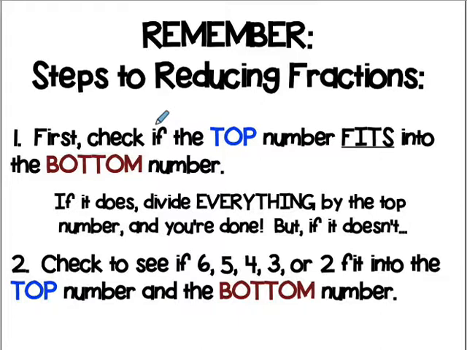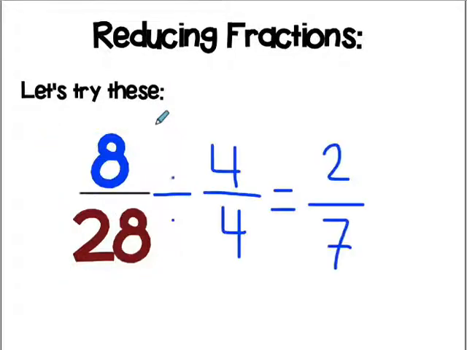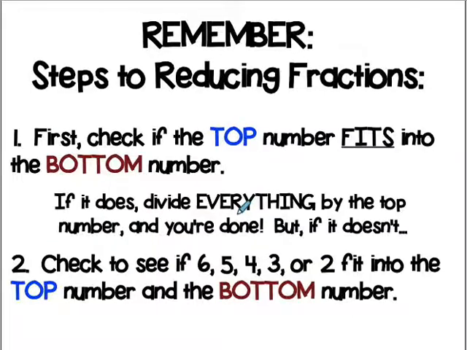So remember, when you are trying to reduce fractions, first check if the top number fits into the bottom. If it does, just divide by the top and you're done. But if it doesn't, go down. Start at the number that you start with and then go down until you get to 2. If nothing fits into both of them, then you can't reduce the fraction, like we couldn't reduce this one. But if something else fits in, that's what you can divide by. And that is how you reduce fractions.